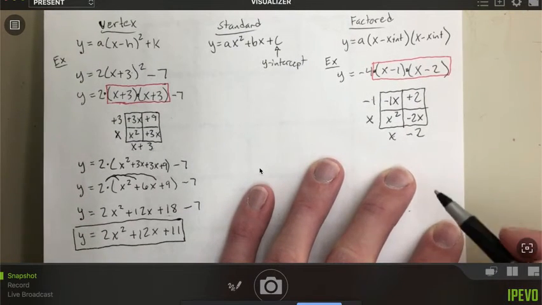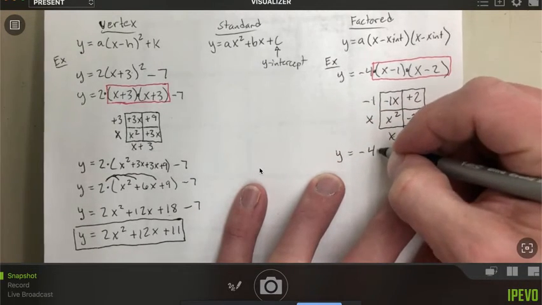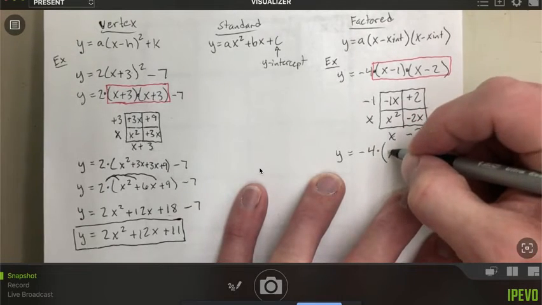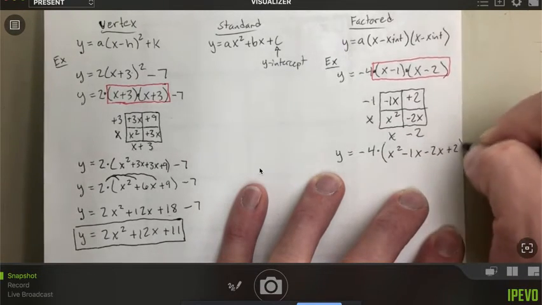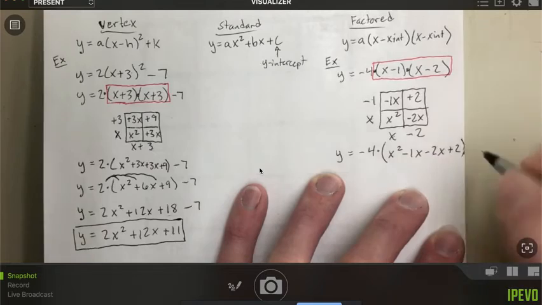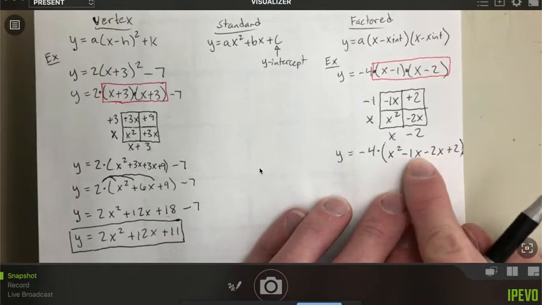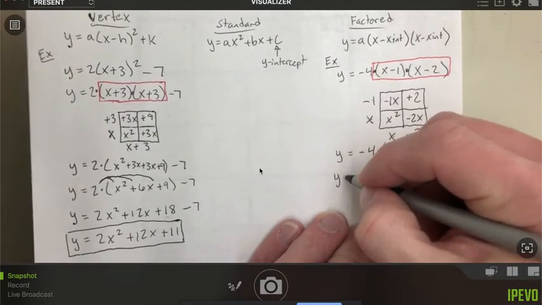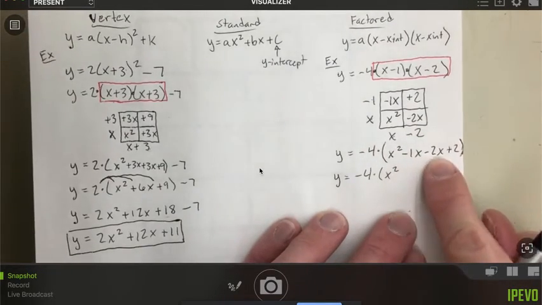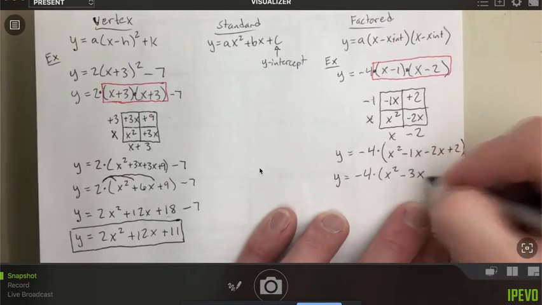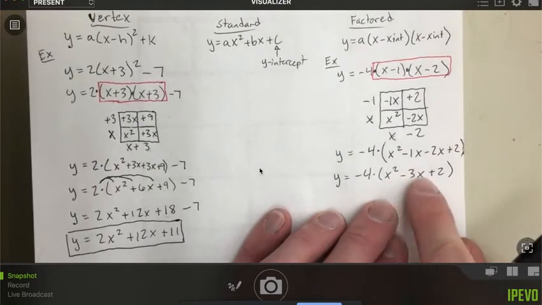All right, and so now, instead of negative 4 times those two separate binomials, it's really going to be negative 4 times that x squared minus 1x minus 2x plus 2. All right. And now, once again, I can make my life easier by simplifying the terms inside real quick. So I still have x squared, but I have that minus 1x minus 2x, which will become minus 3x. And then I have my plus 2. All right, and so now this is all nice and simplified.